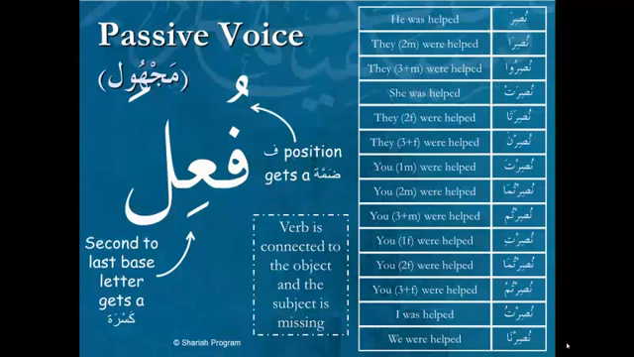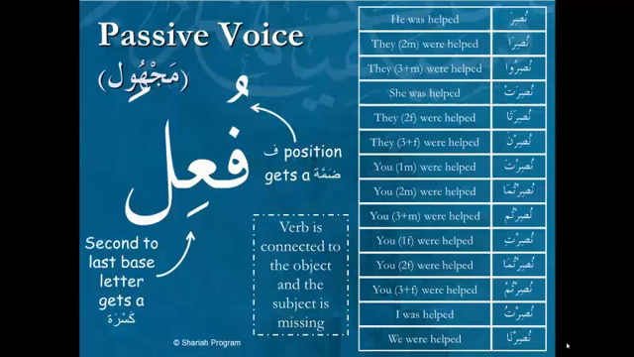Okay, so now we have two tables. We have the fa'ala, fa'ala, fa'alu table, and we have the fu'ila, fu'ila, fu'ilu table. And the fa, ain, and lam letters are basically their models. The Sarf people are like in algebra, where they have X, Y, and Z, and they use that to illustrate the formula.